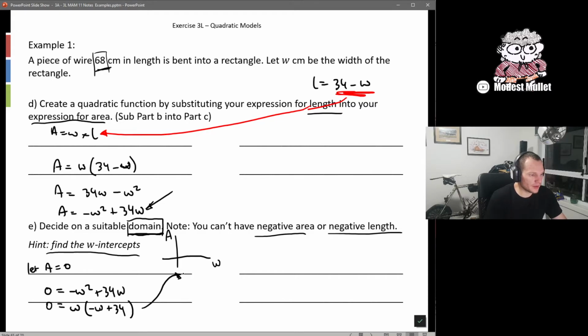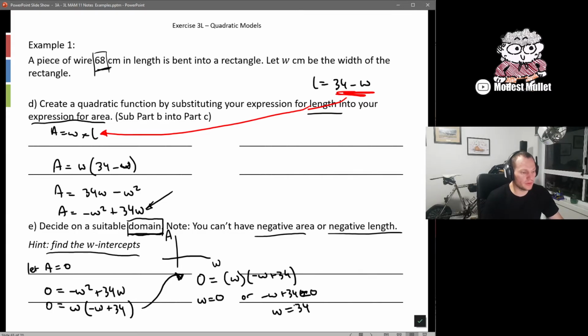This w out the front, we could write it exactly the same inside a bracket. And this looks a whole lot more like what we're used to for a factorized quadratic that we can use the null factor law on. So using the null factor law, w is equal to 0, or negative w plus 34 is equal to 0. So we get w equals 0 or 34.